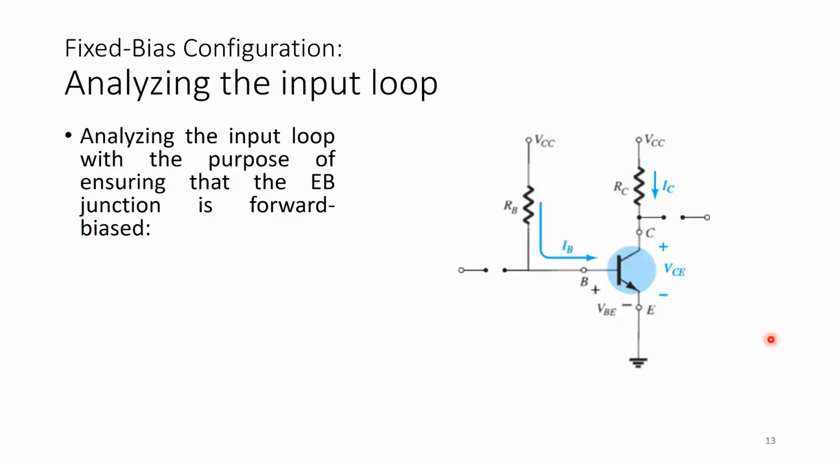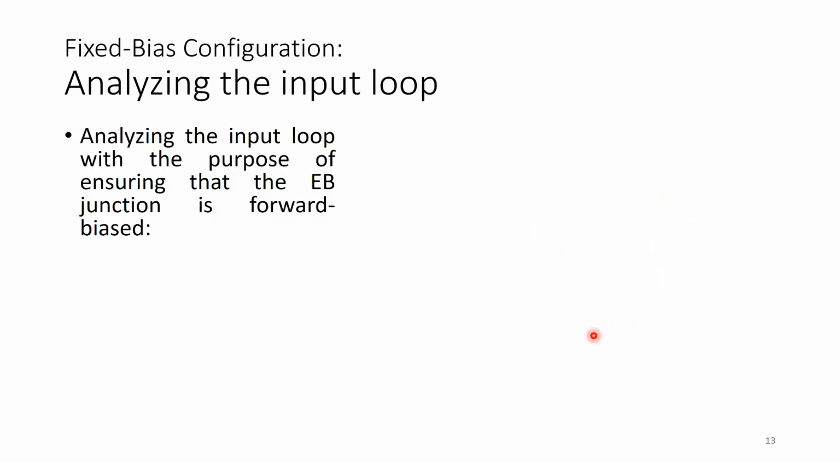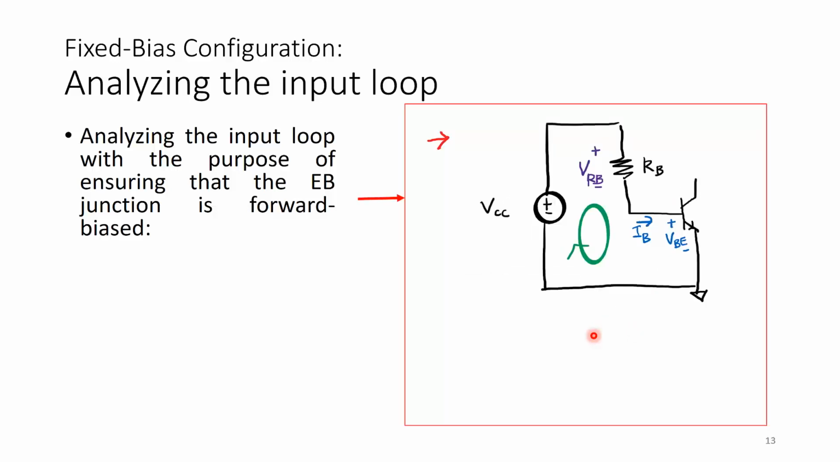Analyzing the input loop, the purpose of the input loop is to ensure that the emitter-base junction is forward biased. When the emitter junction is forward biased, VBE is set at a value of around 0.7 volts. It's just a rule of thumb, it doesn't have to be the same for every case. It may be slightly bigger or slightly smaller, but that is a good rule of thumb.